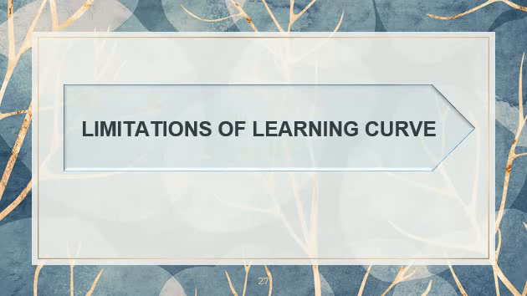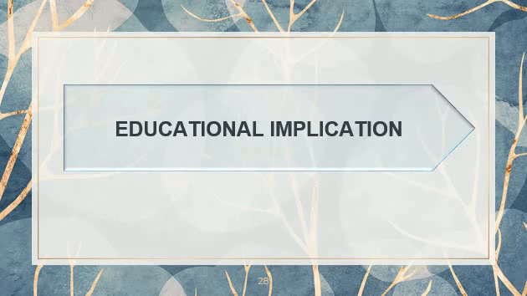Another limitation from which learning curves suffer is that the composite curve, which brings together the achievements of many individuals and which is so frequently used in experimental studies of motivation, transfer, etc., disregards individual learning and other differences peculiar to the situation in which learning takes place. So these are some limitations of the learning curve. Let's move towards the educational implications of the learning curve.